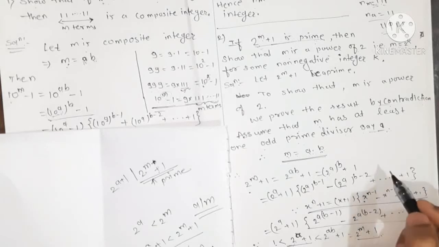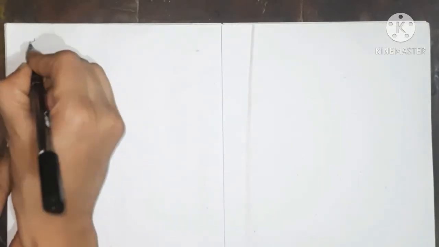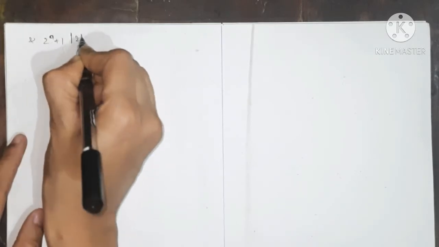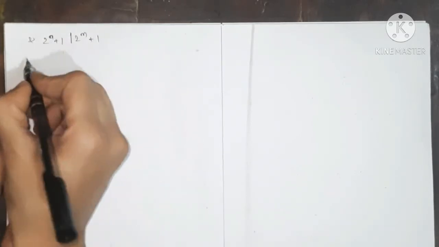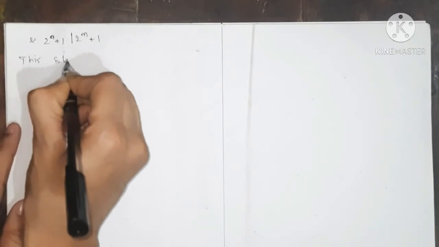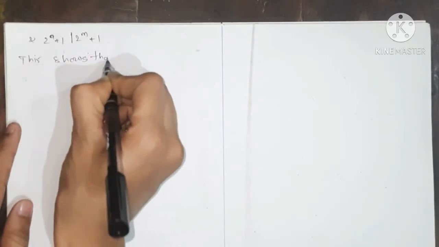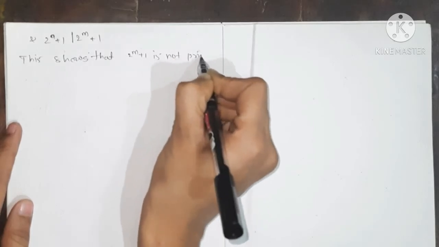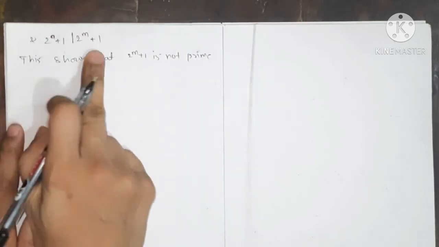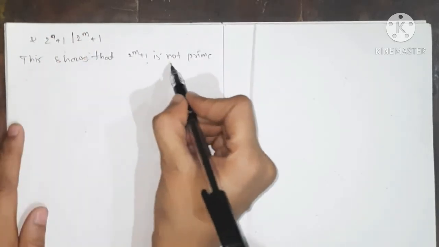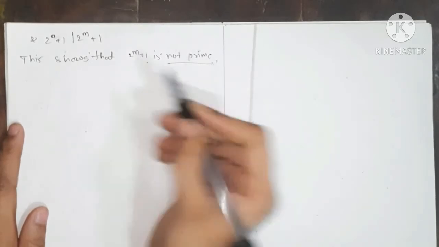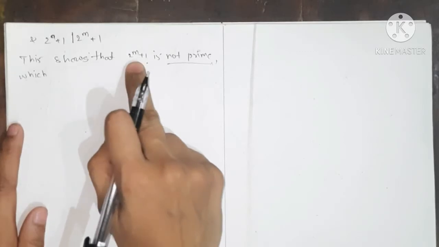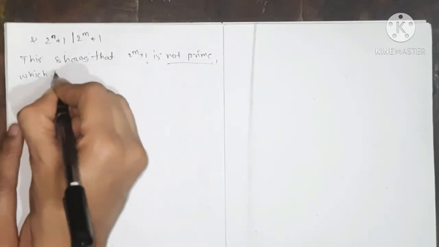So we write this as: 2 to the power a plus 1 divides 2 to the power m plus 1. This shows that 2 to the power m plus 1 is not prime, because there is a divisor other than 2 to the power m plus 1. Okay, and therefore 2 to the power m plus 1 is not prime. And if it is not prime, which is a contradiction to the hypothesis, because it is given that 2 to the power m plus 1 is prime, so this is a contradiction.